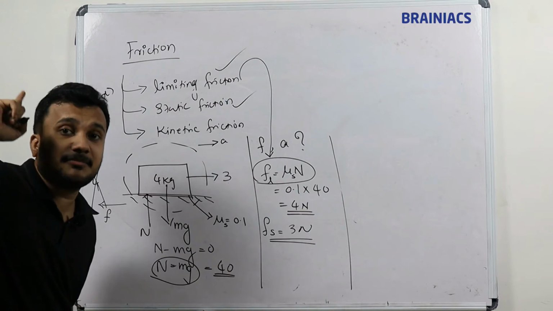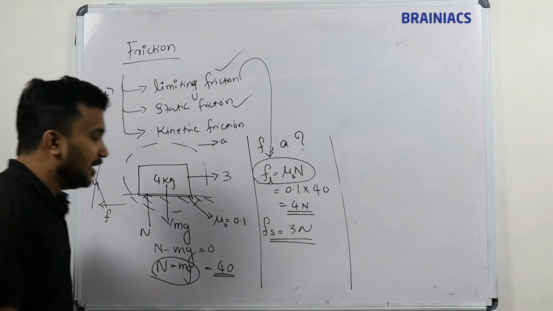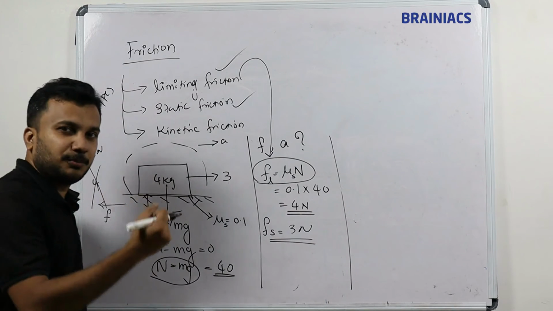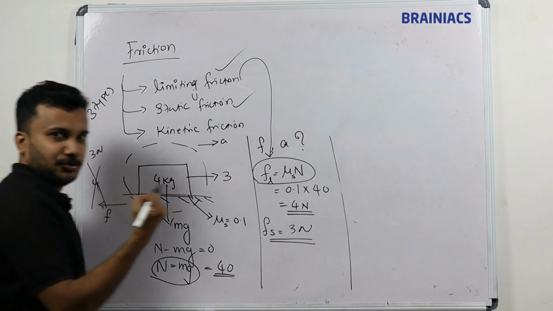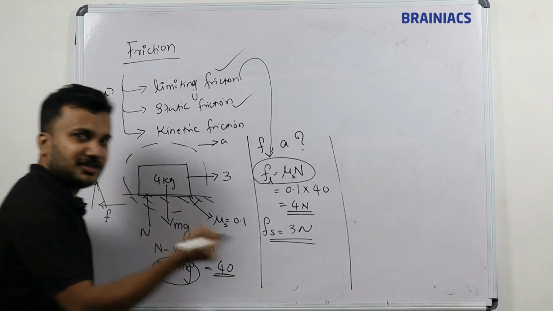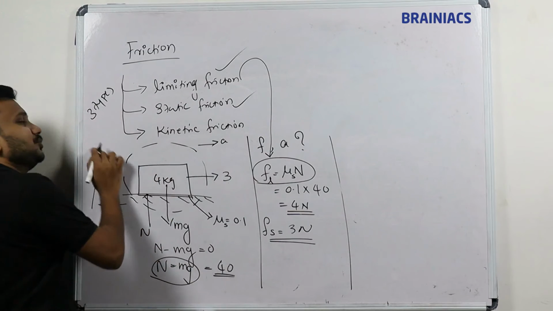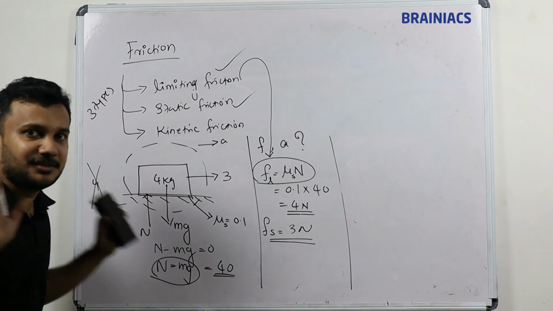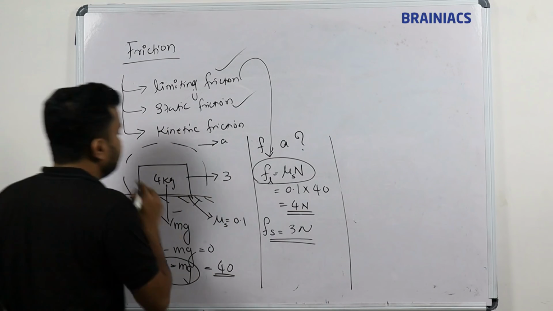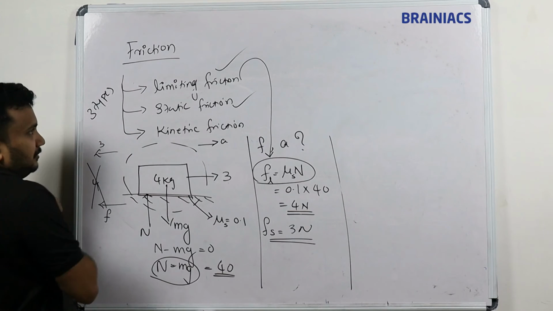Limiting friction is the maximum value a surface can offer. But static friction just opposes the movement, adjusted with the applied force. If the applied force is 3, it will adjust to 3. If the applied force is equal to 2 Newton, it will adjust to 2 Newton. That's all. So Fs can be adjusted. So now, 3 Newton Fs force.